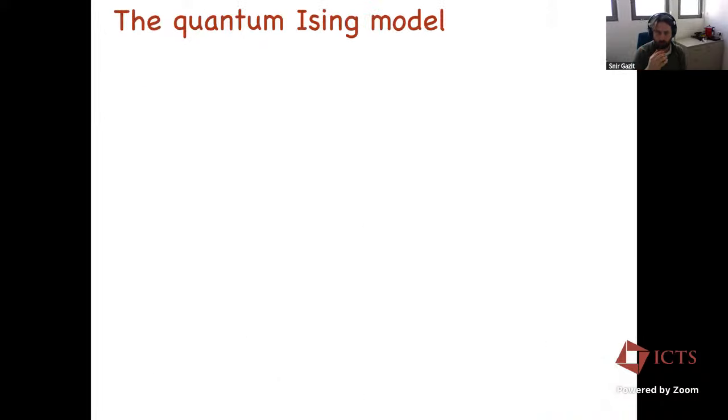So by way of introduction, I'm pretty sure you all are very much familiar with this model, but let's just quickly, just to set the language, quickly review the physics of the quantum Ising model, which would, interestingly, pop out throughout the discussion.